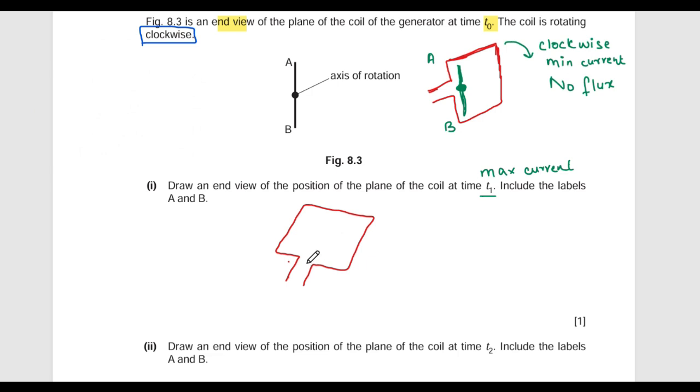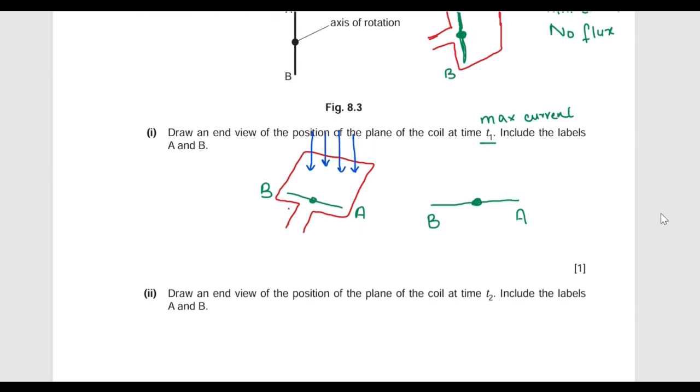And we can see that if the coil has moved clockwise, the A would come on the left side and then on the right side, and B would come on the left side. At this point, the end view of the coil will look like this. And if the current is maximum, that means magnetic flux through it would be maximum. So the magnetic field patterns would be like this, or from down to upward, you can say.